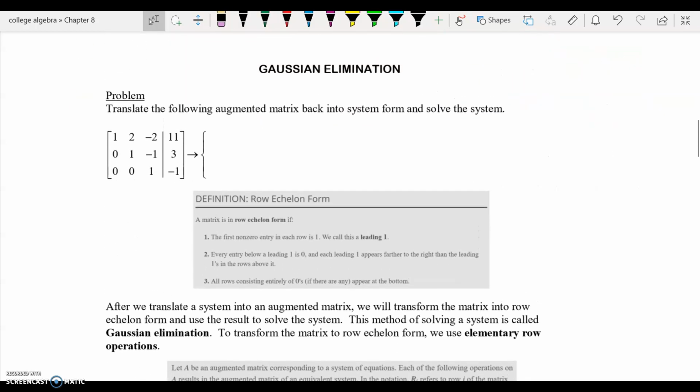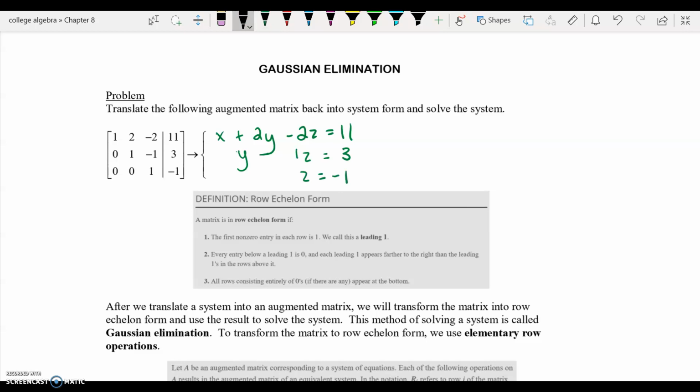Okay, next thing. Use Gaussian elimination to solve the problems. We're going to rewrite this system back into a linear system. So it's going to be 1x plus 2y minus 2z equals 11. 0x, 1y minus 1z equals 3, and the bottom is just going to be z equals -1.